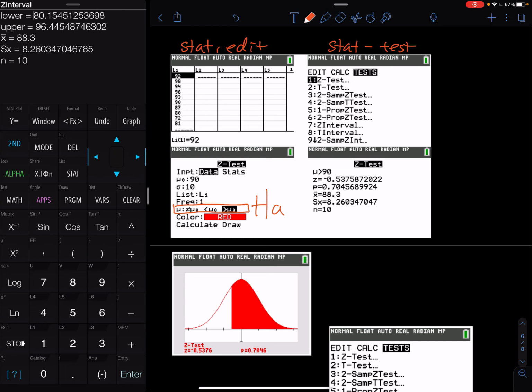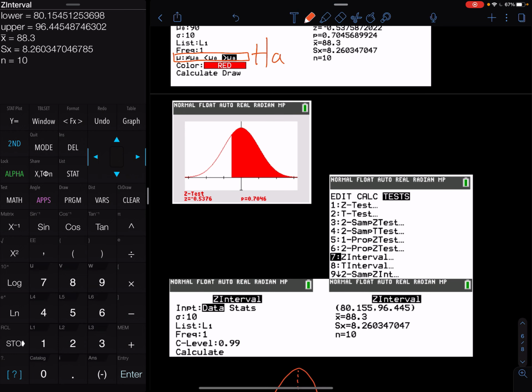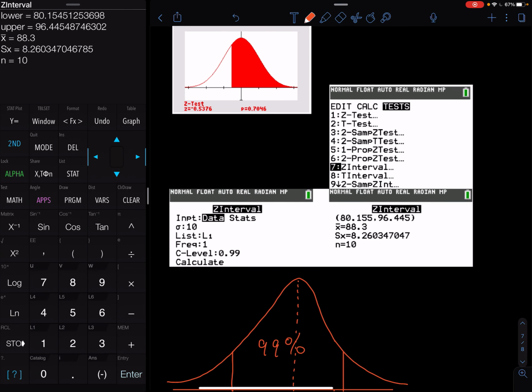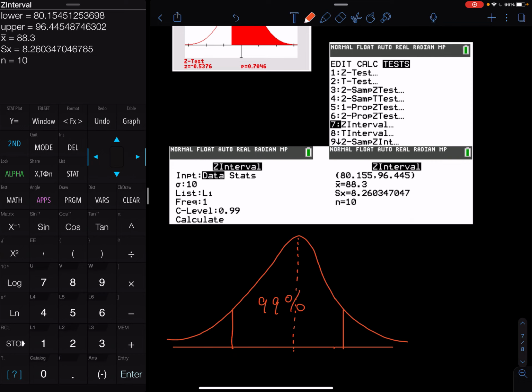And then for the confidence interval, you go to stat test. This time you select the Z interval, you select the data option, and then you don't need to change any of the info except the C level. So the C level is 99%. Once you hit calculate, you get the confidence interval. This is what you're supposed to see on the TI-84.